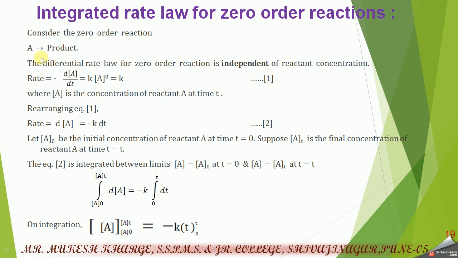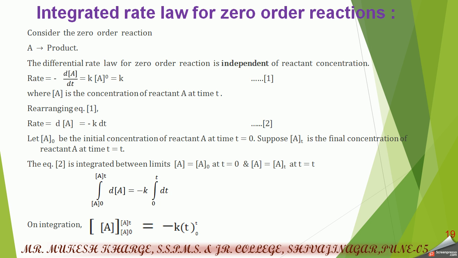A gives product. The differential rate law for zero order reaction is independent of reactant concentration. So rate is equal to minus d[A]/dt, which is equal to k into concentration of A raised to 0. This 0 represents it is a zero order reaction. Anything raised to 0 is nothing but 1, so rate is equal to k into 1, which is equal to k. This is your equation 1, where A is the concentration of reactant A at time t.